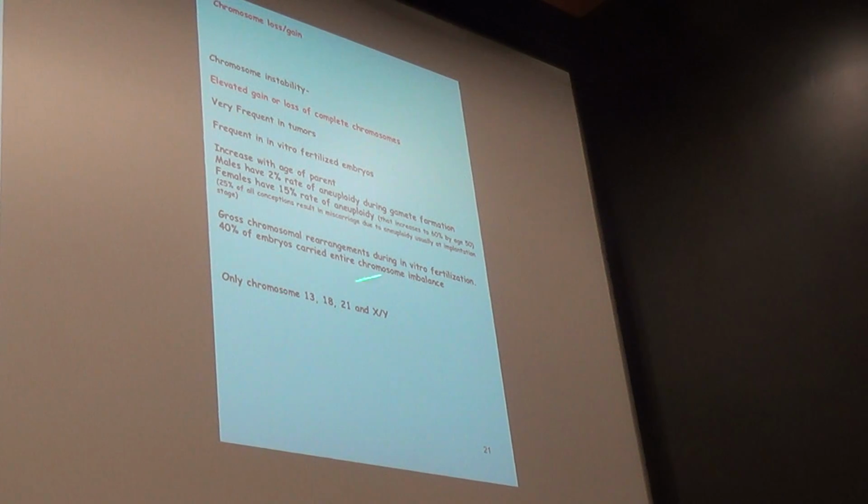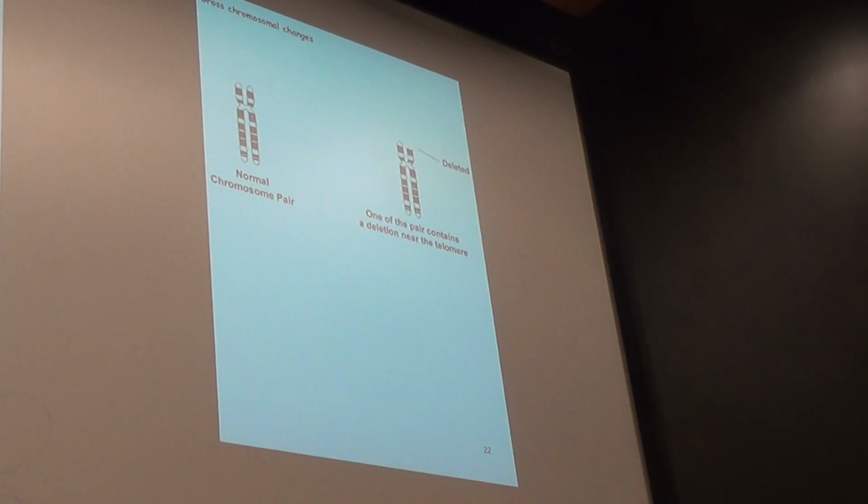So, gross rearrangements during in vitro fertilization: almost 40% of embryos that are generated have entire chromosomes duplicated or missing. And a lot of these embryos basically have to be discarded at that point. You can't implant them into the individual. And so, entire chromosome aneuploidy in human adults occurs mostly for these 4 chromosomes that I showed you. You can also get segments of chromosomes missing. And that's where we're going now. So we're missing a certain region of a chromosome. And that's where you can study this more easily.